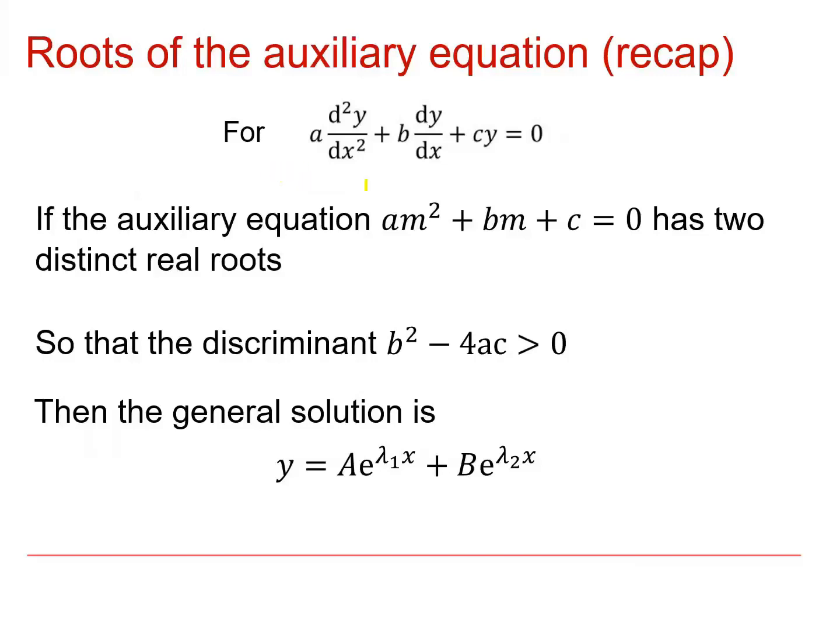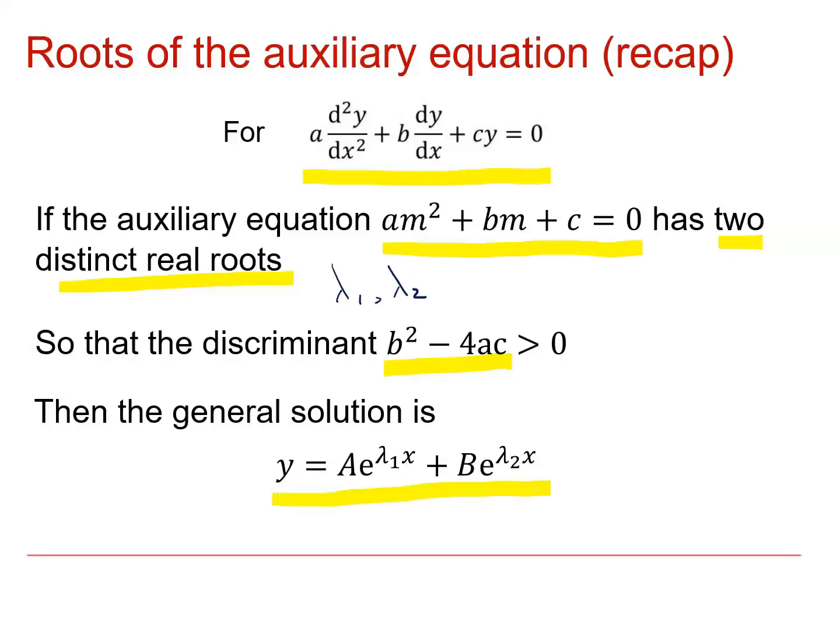In a previous video in this sequence, we looked at this differential equation and found that it can be solved by using the auxiliary equation like this. And we looked at what happens if the discriminant b squared minus 4ac was greater than 0. In other words, if we got two distinct real roots. If I call those roots lambda 1 and lambda 2, then we would get this general solution.